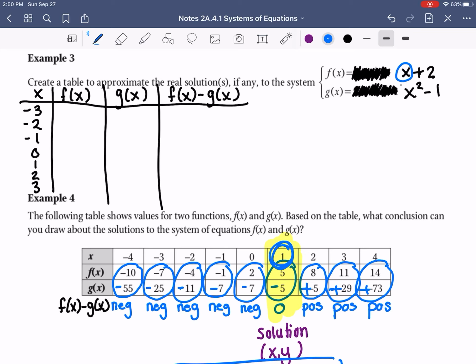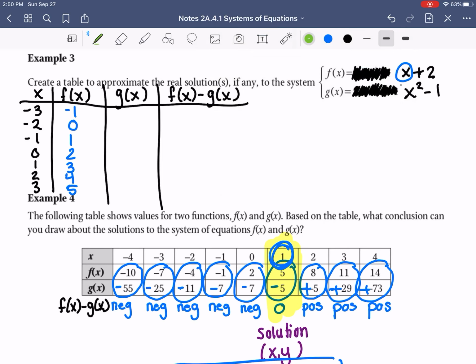So -3 plus 2, that's -1. -2 plus 2, that's 0. -1 plus 2, that's 1. 0 plus 2 is 2. 1 plus 2 is 3. 2 plus 2 is 4. 3 plus 2 is 5. So I just took them all and plugged them in where the x was.